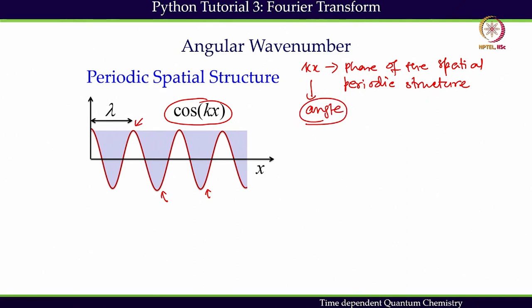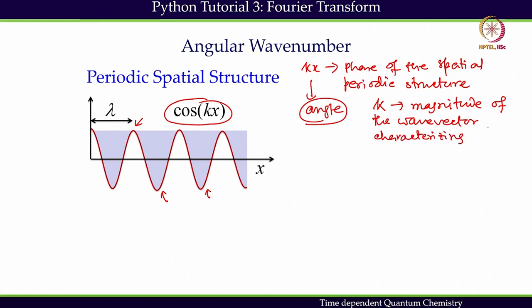And this is why this k is representing the magnitude of the wave vector characterizing the nature of the periodic structure. This periodic structure is not in the time domain, it is in the space domain. So this is a spatial periodic structure.